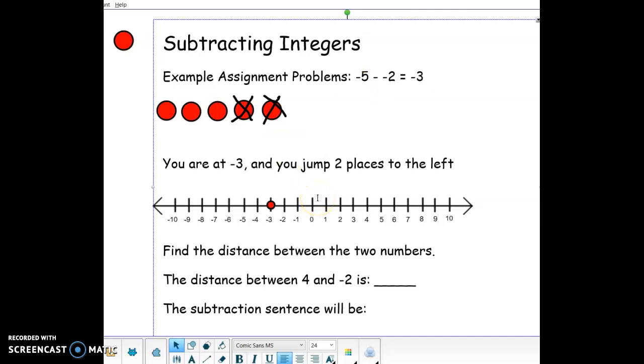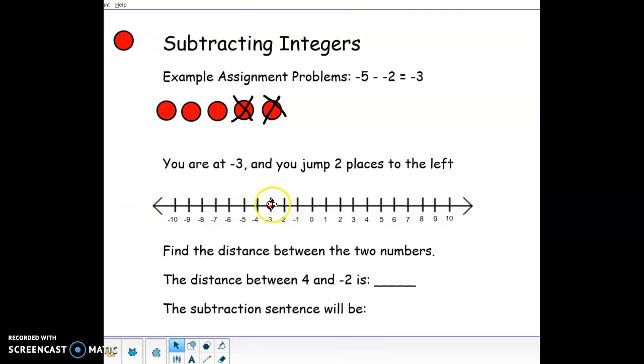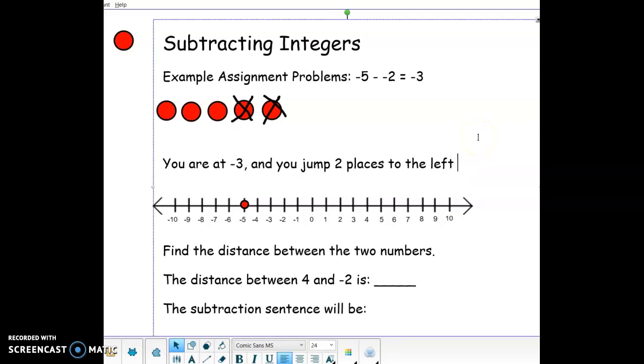You'll also be given something that looks like this. You're at negative 3 on the number line, and you jump 2 places to the left. You need to write a subtraction problem for that. So I start at negative 3. I jump 2 places to the left, so I go back 1, 2 spots. So I would say that my problem is negative 3 minus 2, and that equals negative 5. So that's what you would write on your assignment.